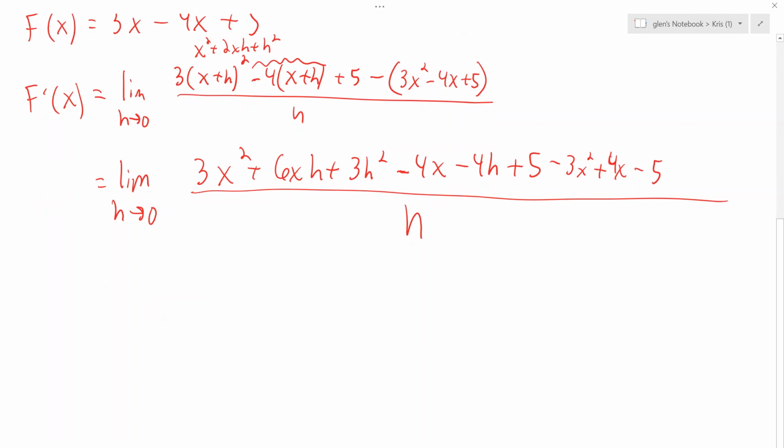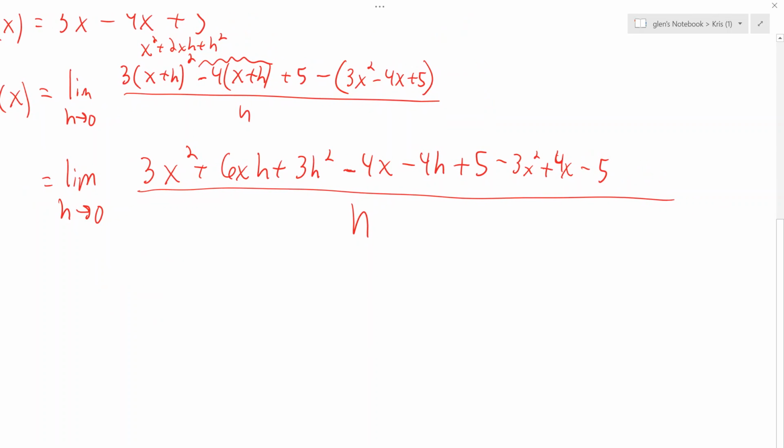Okay? You can see the 6x, you can see the 4 in there. So 3x squared minus 3x squared is going to go away. So this is gone. And this is gone. Minus 4x and plus 4x goes away. And plus 5 minus 5 goes away. Okay? And then everything left has an h. We can cancel an h out.